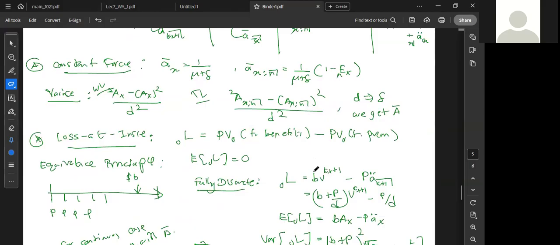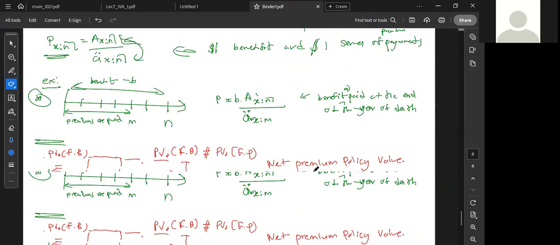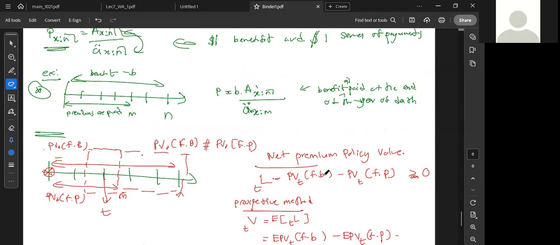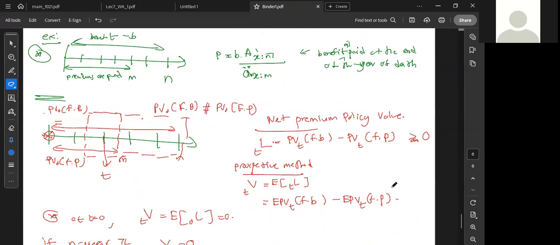And also you have the ability to calculate the reserve for a given time using the expectation of the net premium policy values, which is defined using the difference between the future benefits present value and the future premium present values. So if you get the expectation of the net premium policy value, you have the reserve that you need to keep at that time to meet the future benefits. So that is the whole story that we were discussing throughout this lecture series.